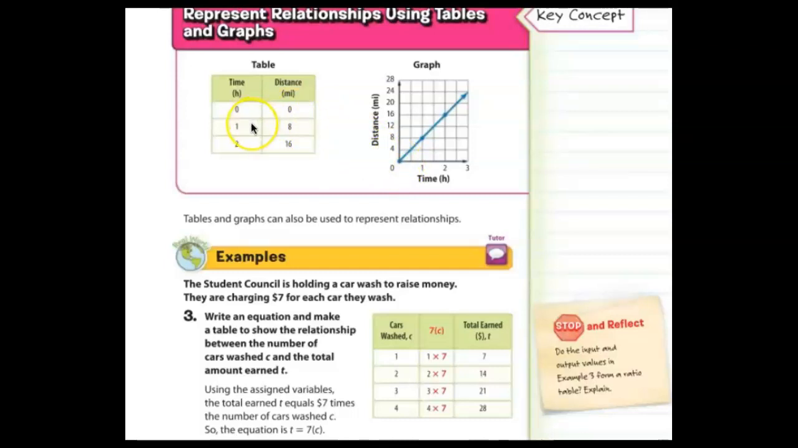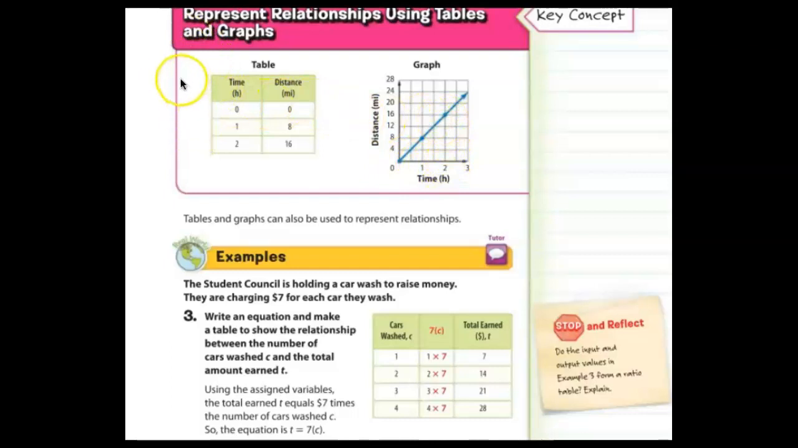If we spend 1 hour moving and it's 8 miles in that 1 hour, so if I go down the 1 hour x-axis and I go up to 8 miles, this is how far we've gone. And then if I spend 2 hours moving 8 miles an hour, 2 times 8 is going to be 16. And so we're going to go to 2 and then come up here to 16.